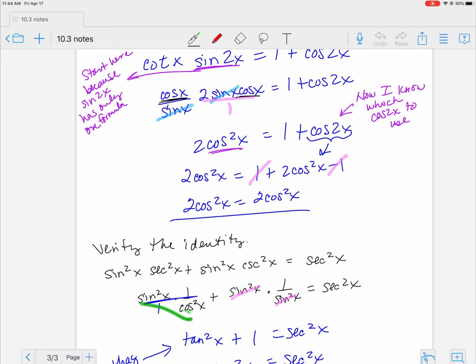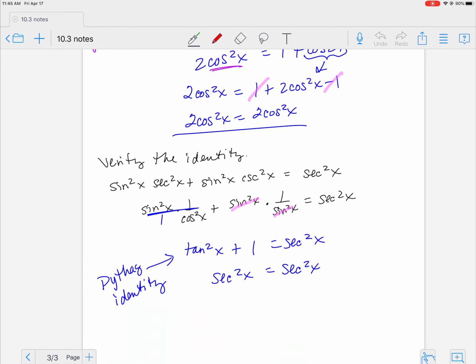Then I have sine squared over cosine squared, which is tangent squared. And why is this amazing? Yep, whammo jablamo. All of a sudden, I just got my Pythagorean identity. So secant squared now equals secant squared.